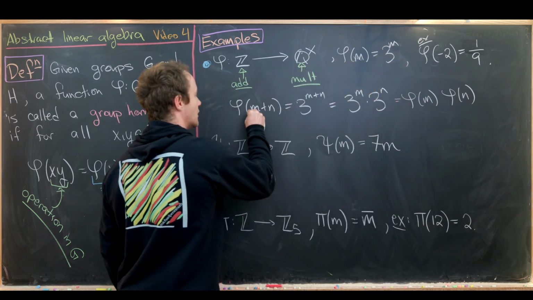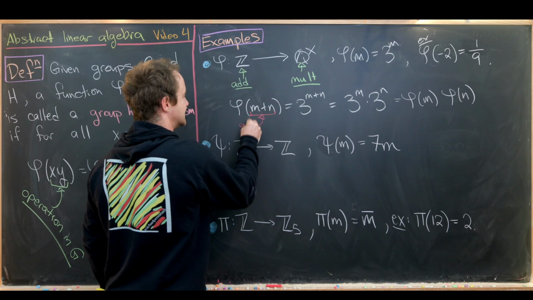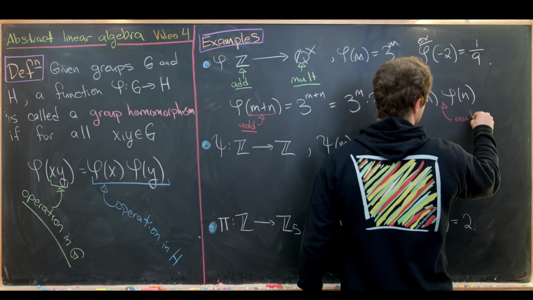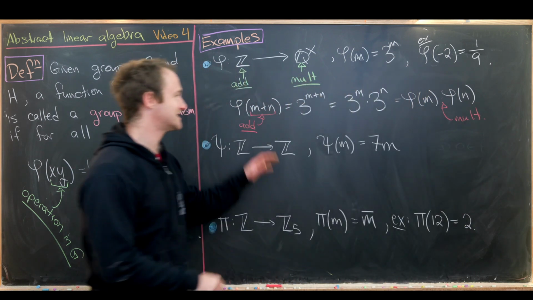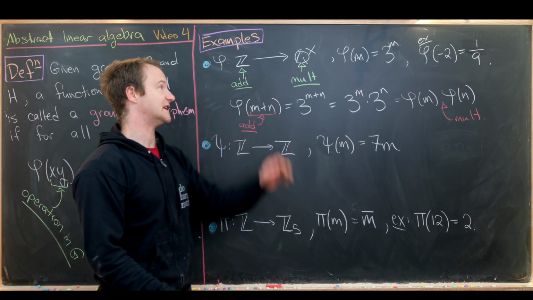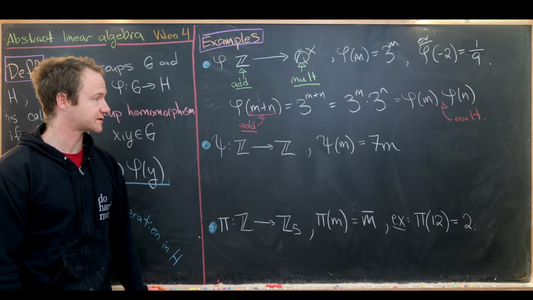And now that we see over here, we've got addition, and then over here, we've got multiplication. So this is a map that produces some sort of multiplicative version of the integers within the rational numbers.